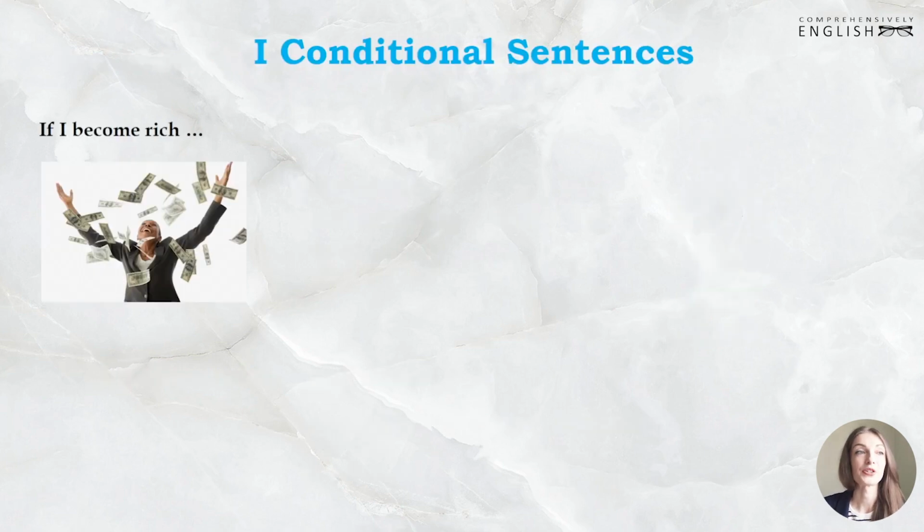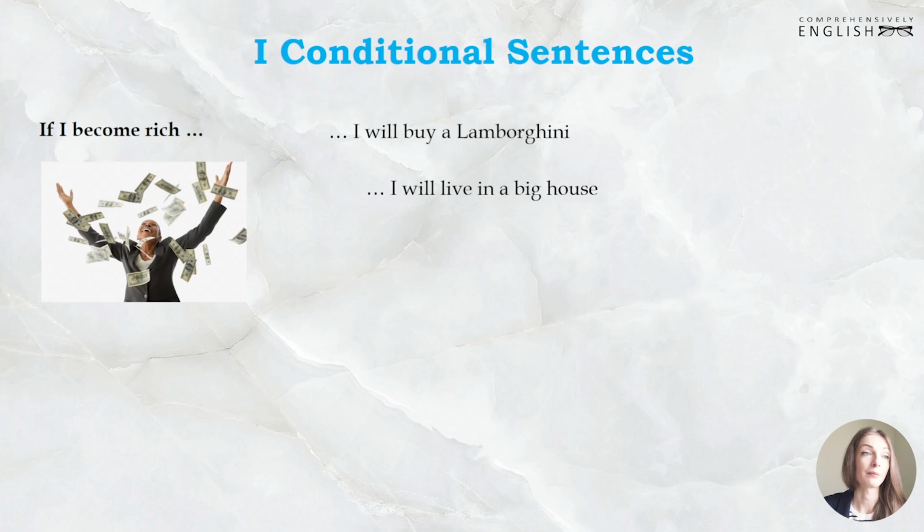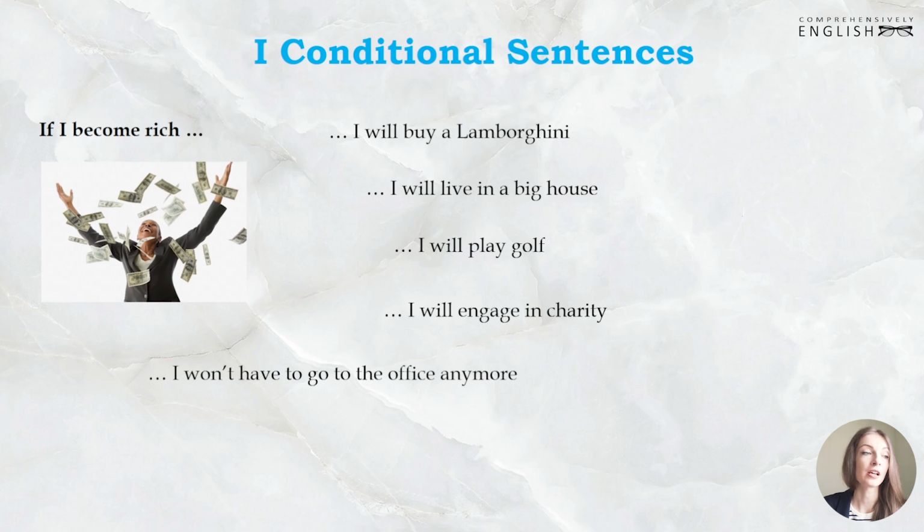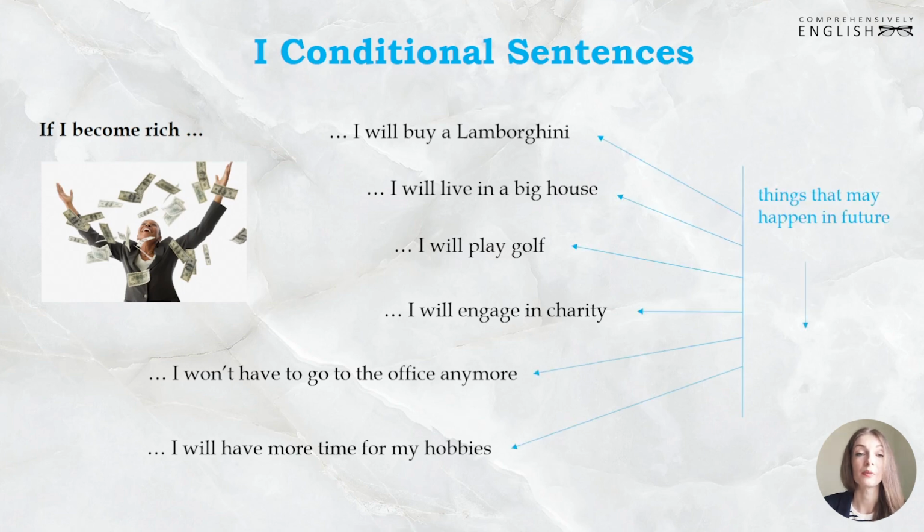Let's look at some examples of conditional sentences of the first type. If I become rich, I will buy a Lamborghini. I will live in a big house. I will play golf. I will engage in charity. I won't have to go to the office anymore. I will have more time for my hobbies. These are things that may happen in the future, so they are expressed by the indicative mood. If I become, the present simple is used. I will buy, I will live, I will play, etc. The future simple tense is used.